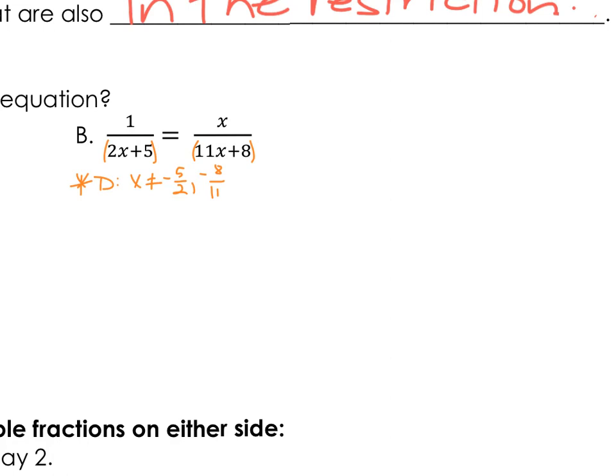Now there's no common factors, so we're just going to go right to that cross multiply step again. And this time we're going to end up with something that's quadratic.